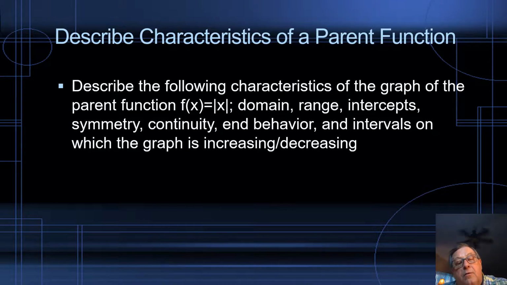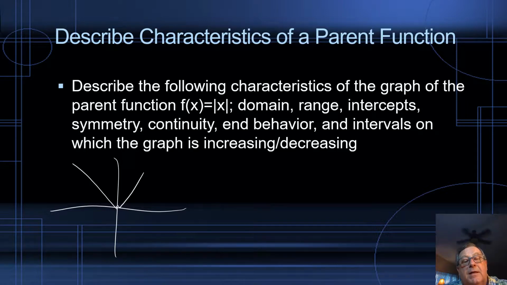Now we know that the parent function of an absolute value is going to have a characteristic V shape. It's going to look something like this. And that's how we can recognize from a graph that we're dealing with an absolute value function. Let's go ahead and do a couple of things, and then we'll go on to the graph and finish, or maybe just confirm.